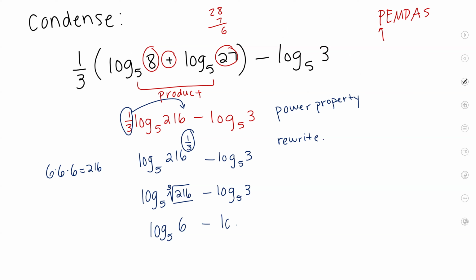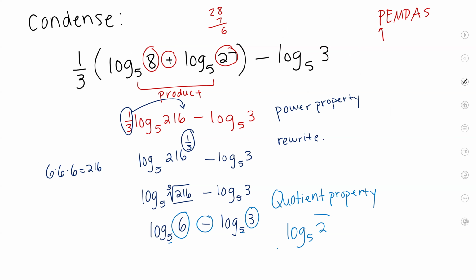Minus, I'll bring this down. Now, this is the quotient rule. I know this is the quotient property because there's a subtraction sign. The bases are the same, they match. So my answer will be log base 5, I only need one of them. 6 divided by 3 is 2. That's your answer.